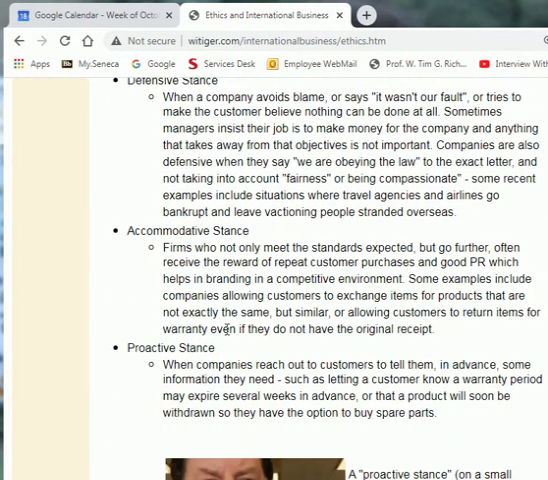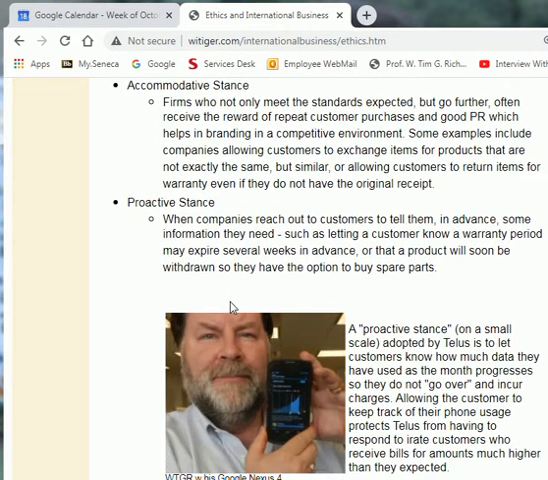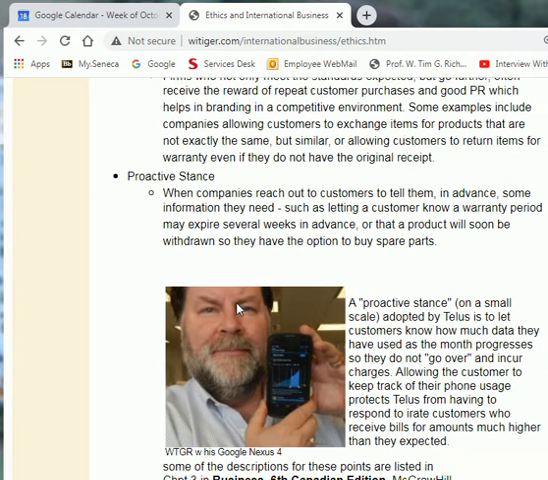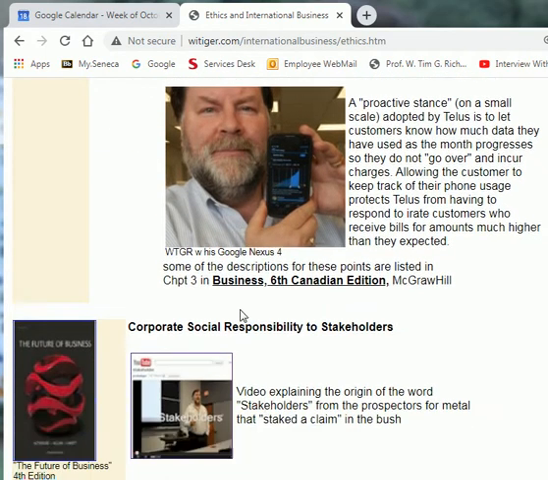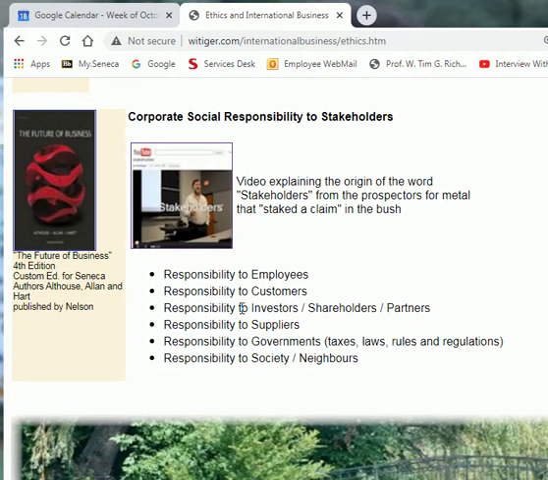The accommodative stance is when people say, yeah, we'll help you out. You don't have to have a receipt. We have your number in the system. Or there are different ways we can help out because we have a store here that can fix it even though it doesn't have the exact same brand. And proactive is helping people before they have a problem, as I give the example here of my TELUS minutes plan and megabytes. Then we talked about corporate social responsibility to stakeholders.